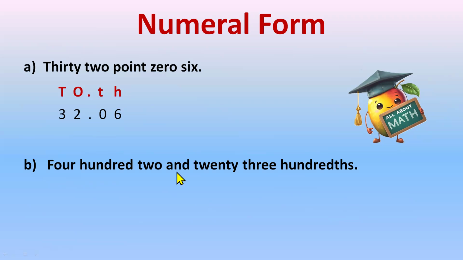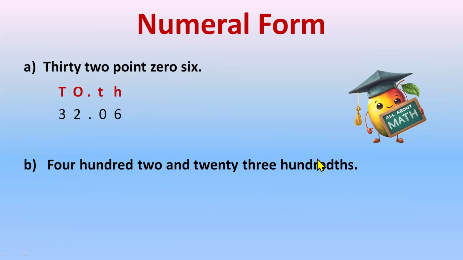Second form. Now this is the and form, not the point one. Point one is very easy. Even if you do not write the place value chart, you can write the answer correct. But while using this, remember writing the place value chart. This is 402 and 23 hundredths.